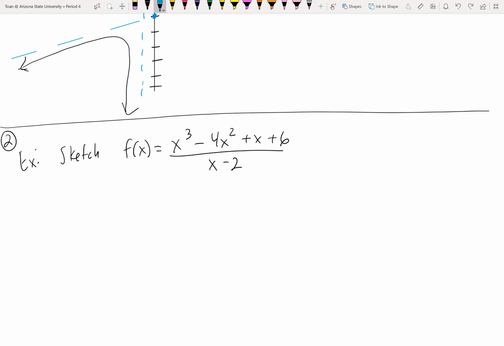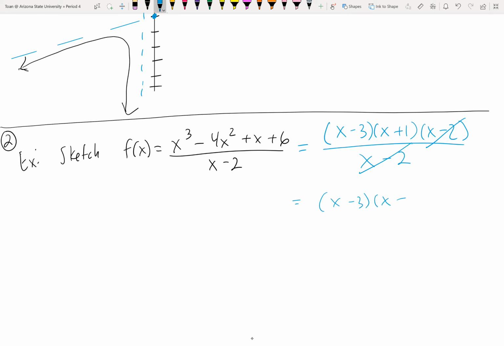I'm not going to show P's and Q's. That's not the point of this lesson. I'm going to assume you know how to do it. If you don't know how to do your P's and Q's, put that on your to-study list. But assuming you do your P's and Q's correctly, you're going to find out that the numerator factorizes into x minus 3, x plus 1, x minus 2. I'm just going to fast forward through that. Hey, gee whiz, look, the x minus 2 cancels. That's what happens. All right. And then we're left with x minus 3 times x plus 1.